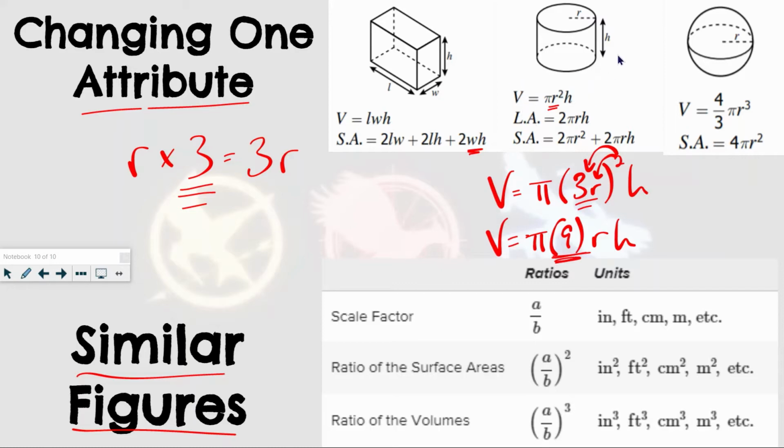If I affect the height by that same scale factor, let's say I change that into h, that has the exact same effect as with a rectangular prism. If I triple the height of the cylinder, it triples the volume.